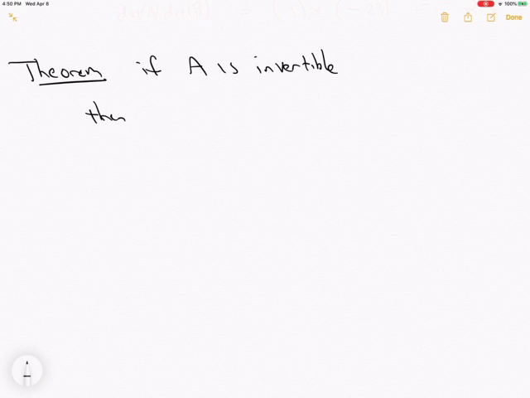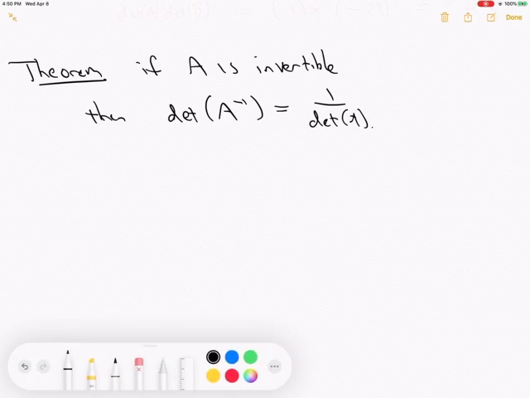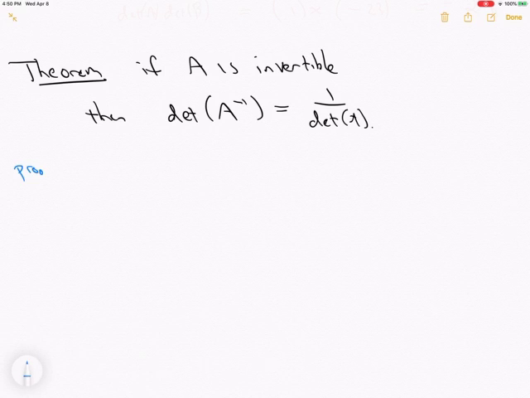All right, here's another result. If A is invertible, then that means A inverse is invertible. We can construct A inverse, and we can take its determinant, and its determinant is equal to 1 over the determinant of A. And this is very easy to prove, so we can just prove this.